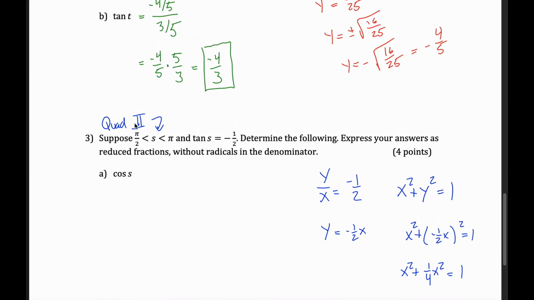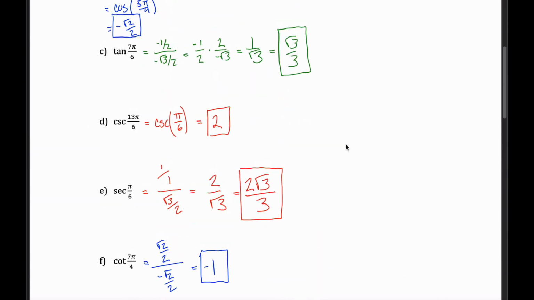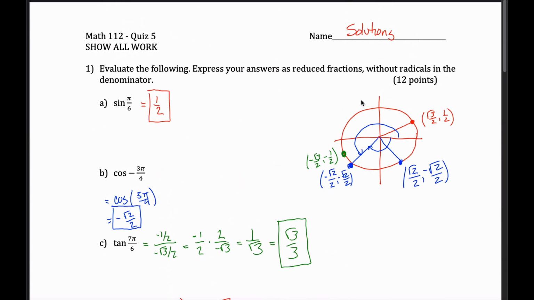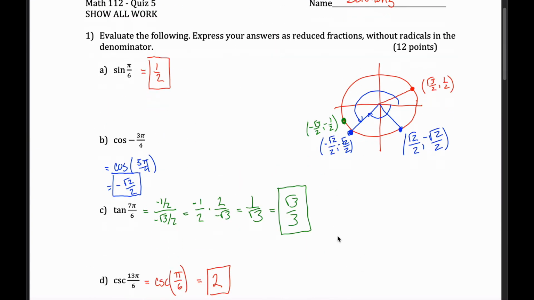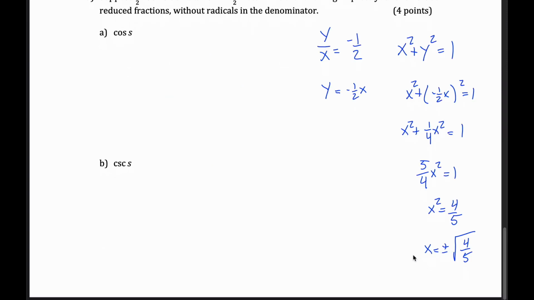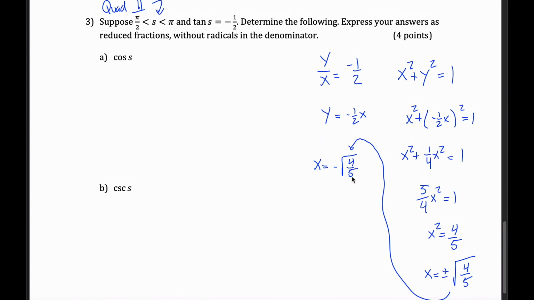I get x is plus or minus the square root of 4/5. Before I go any further, I should figure out, wait, is it the positive or the negative solution that I want? Recall that we're in quadrant 2, and when we're up here in quadrant 2, our x-coordinate is negative because we're to the left of the y-axis. So again, it's the negative solution that I want. X is the negative of the square root of 4/5, which isn't a terrible answer.